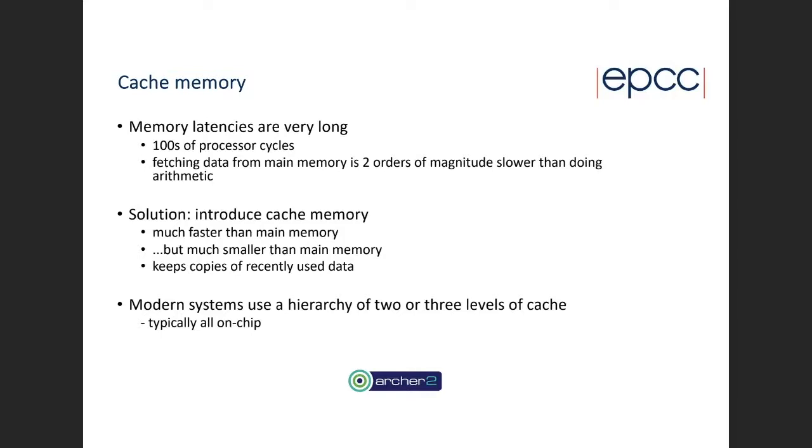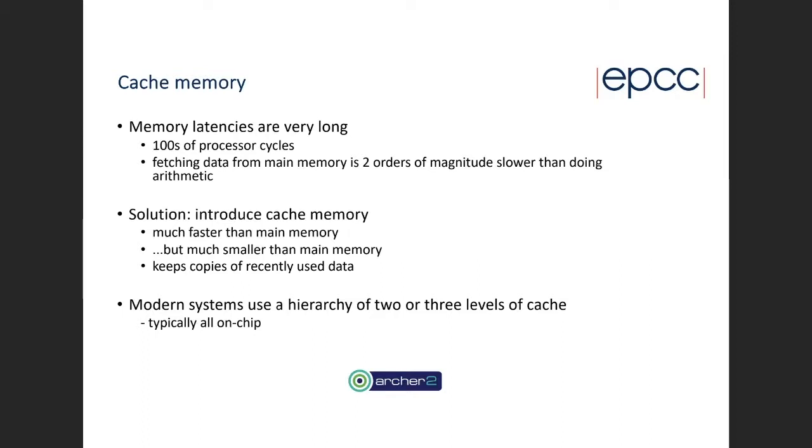Perhaps if you haven't thought very much about it, that latency figure of 100 nanoseconds might seem quite large, and it is. Main memory latencies are long. If we count in processor clock cycles, it's maybe 200 to 300 processor clock cycles to fetch a piece of data from main memory. So fetching data from main memory is something like two orders of magnitude slower than doing arithmetic. If we only had main memory and processors, that would be a serious problem.